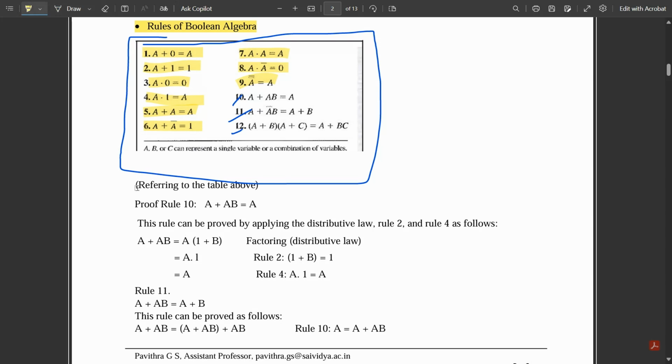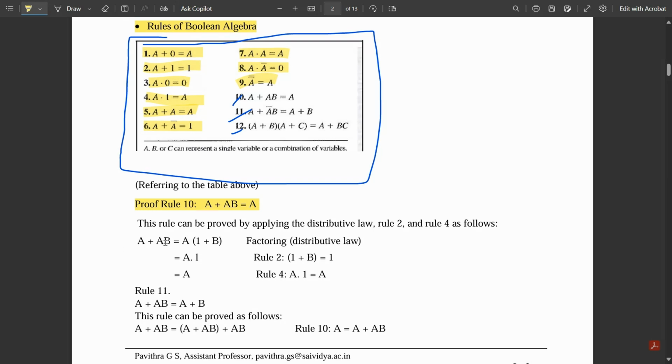You see here, proof of rule 10, that is, rule 10 says that A plus AB is equal to A. So let us see how they have done it. This rule can be proved by applying the distributive law, rule 2 and rule 4. So they have used three rules here. First is the distributive law, then the second rule, and the fourth rule. Let us see how they have done it.